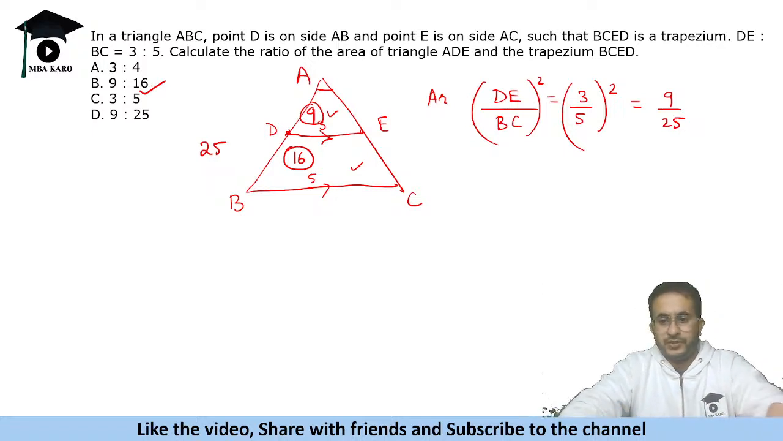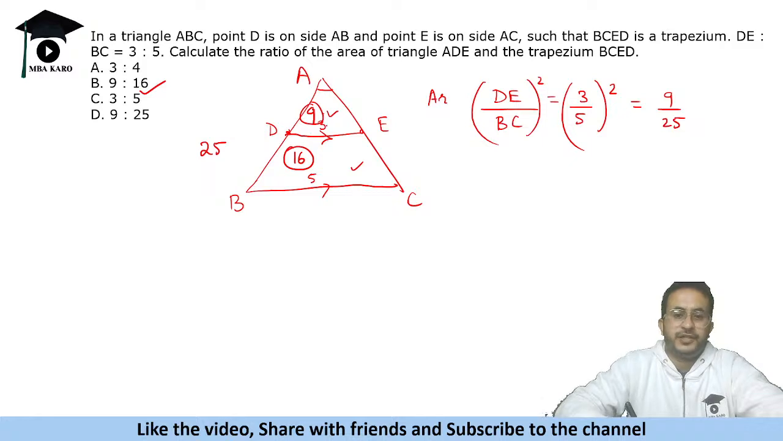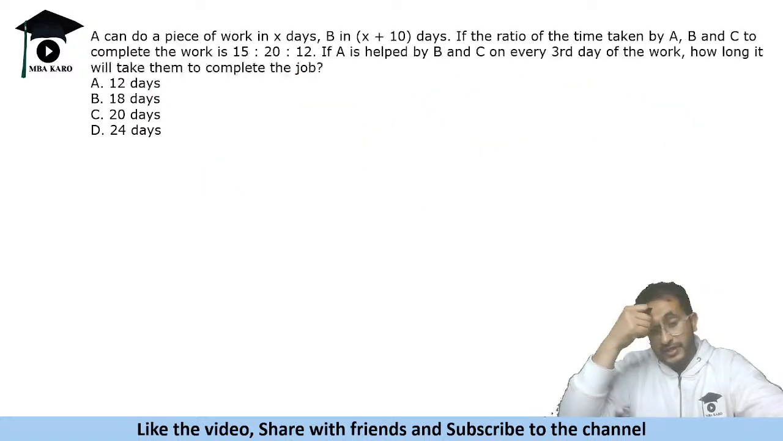A simple question on similarity of triangles. You just had to draw a triangle, because for visualization purposes you need to draw how the triangles will be formed, and find the ratio of their areas. Okay, so the answer is 9 ratio 16. Okay, let's do the next one.